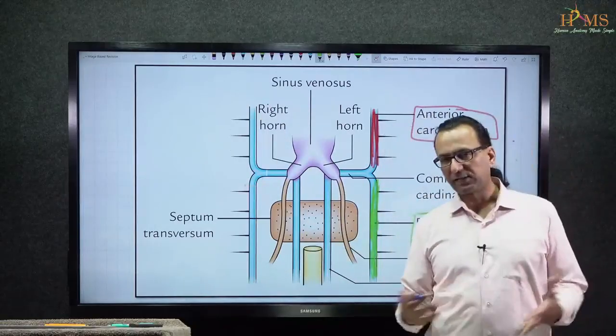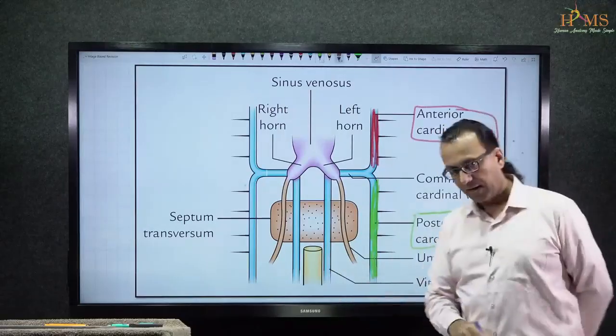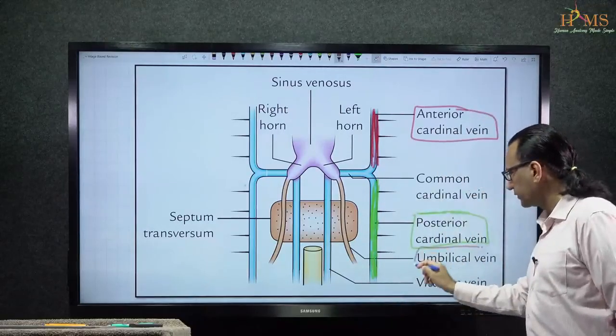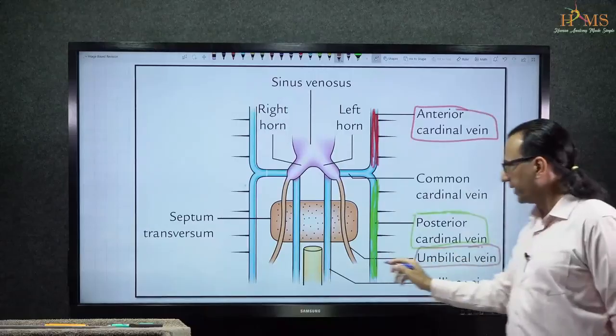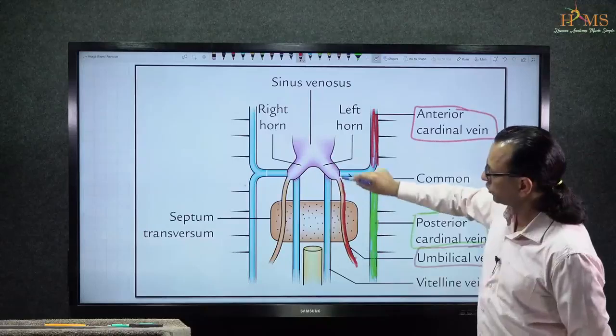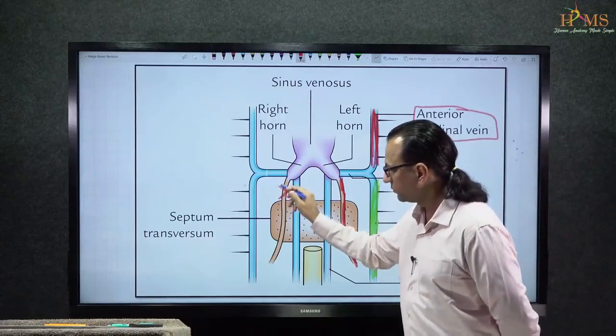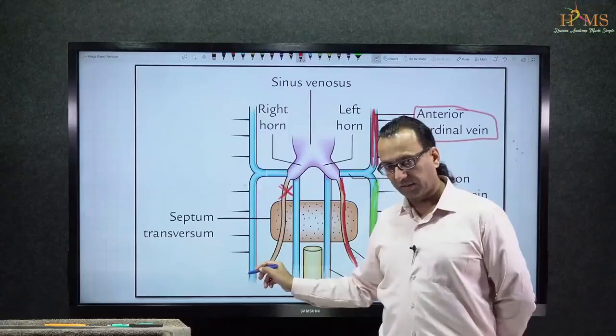When it comes to the placenta, it has two veins, the right and left umbilical veins, and it is understood that in fetal circulation the left umbilical vein will be persisting, whereas the right umbilical vein will be regressing in the fetal circulation.